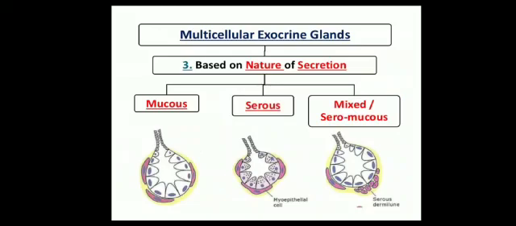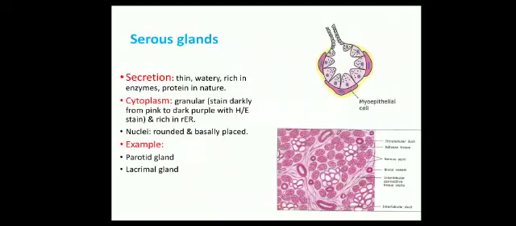Okay, we have seen the classification based upon the number of cells, the classification based upon the shape of the secretory part, and this is the third classification, which is based on the nature of secretions. The secretions can be mucus, they can be serous, and they can be mixed sero-mucus. So the glands can be mucus glands, serous glands, or mixed glands.